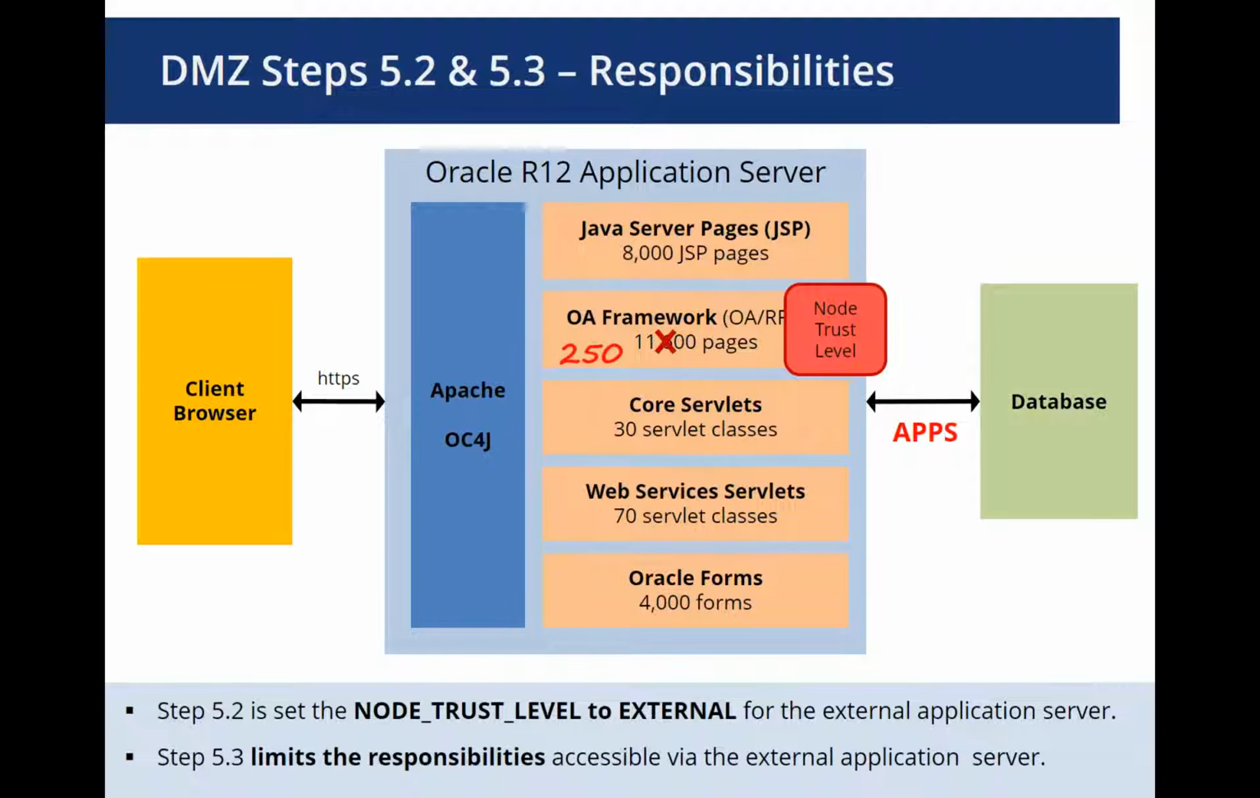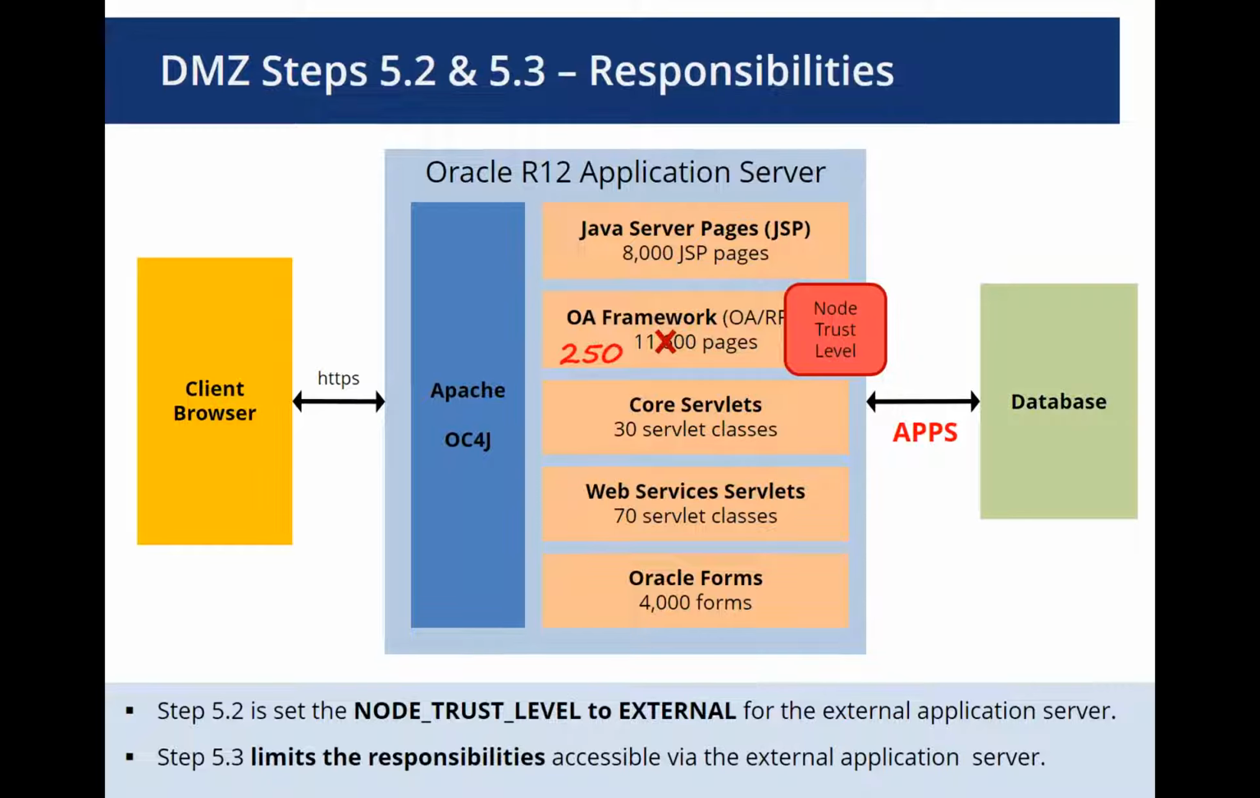You actually define the responsibilities that are allowed to access the OA framework pages. So now this works with the responsibility. When someone's logged in, they have a certain responsibility, and that responsibility is allowed different functions, which are defined in the FND form functions table. And only those OA framework web pages can then be accessed. If I try to access a page outside of that, I'm not allowed to access it.